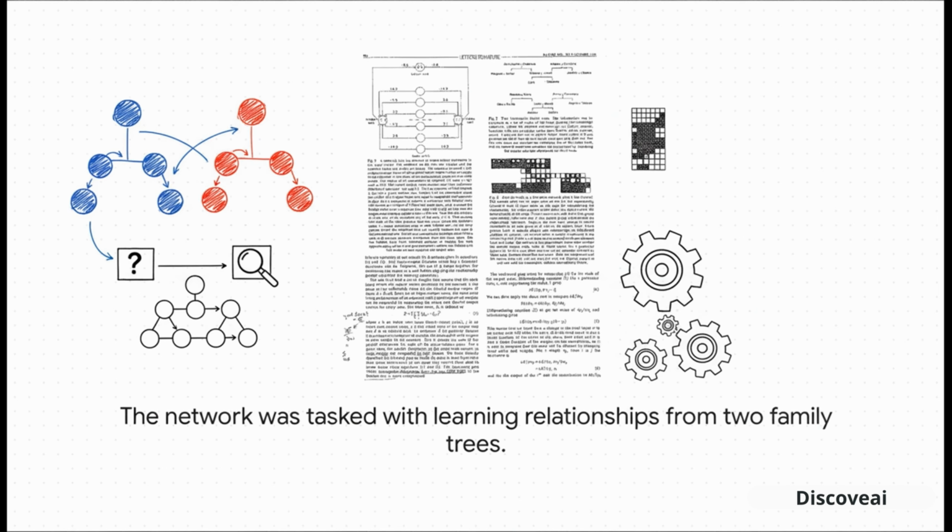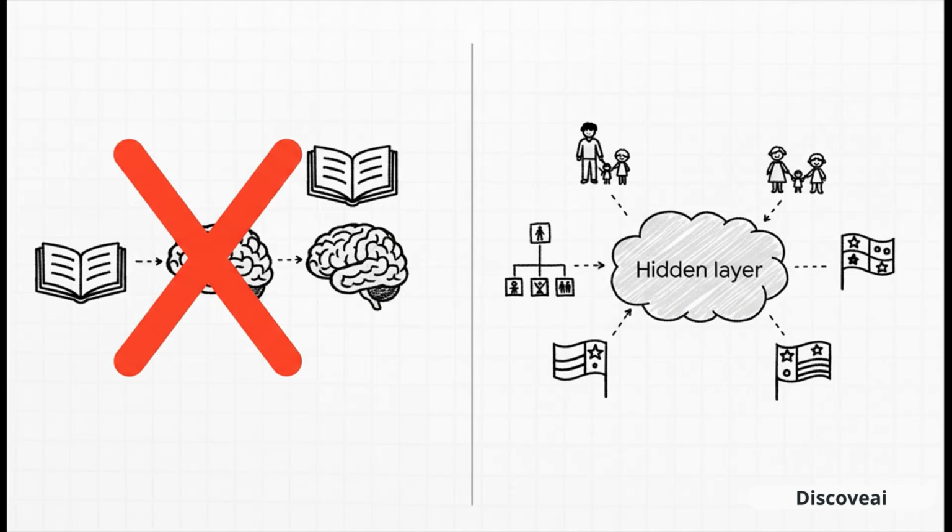They gave it simple facts, things like Christopher's father is Andrew, or Gina's husband is Emilio. And the network's job was to take a person and a relationship, like Penelope and mother of, and then spit out the correct person's name. But here is the crucial part. The goal wasn't just to test the network's memory. I mean, anyone can memorize a family tree, right?